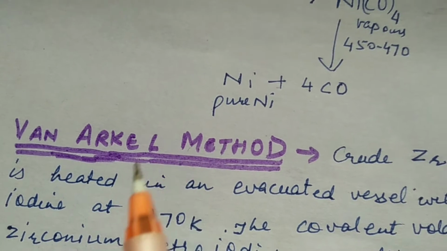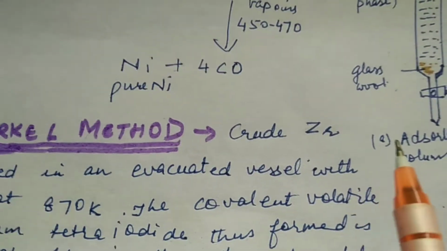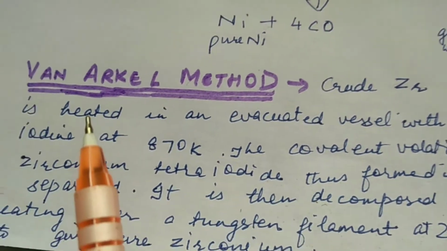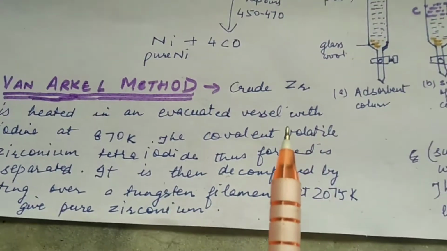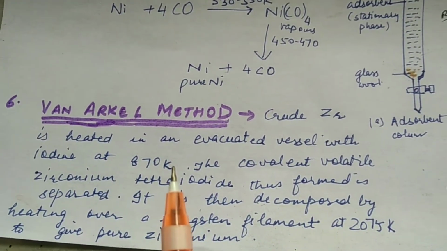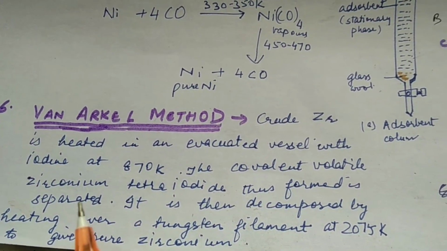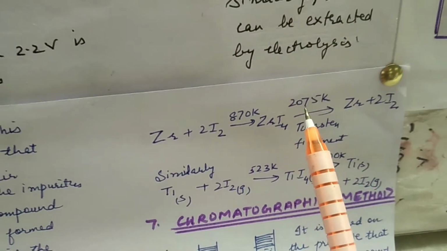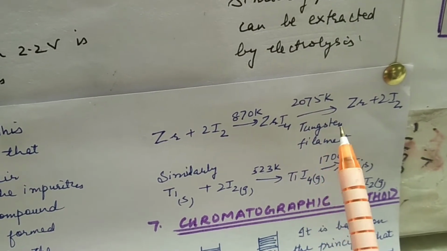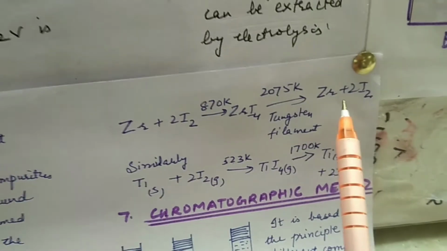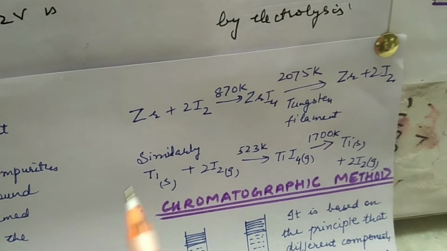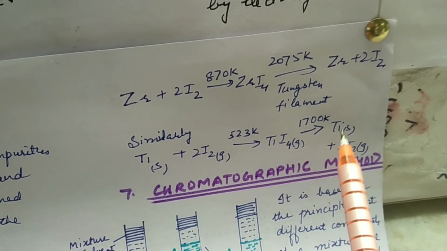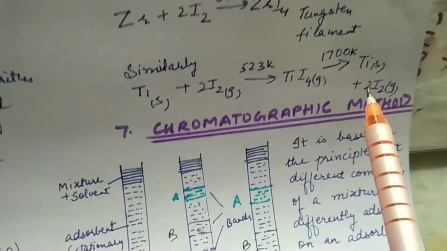Van Arkel method is similar to vapor phase refining. In this case, crude zirconium or titanium can be purified. So for example, crude zirconium is heated in an evacuated vessel with iodine at 870 Kelvin. A covalent volatile zirconium tetraiodide is formed, which is then heated at a high temperature of 2075 Kelvin on a tungsten filament, where it breaks down into pure zirconium. Similarly, titanium is converted to titanium tetraiodide, and then broken down at higher temperature into pure titanium.